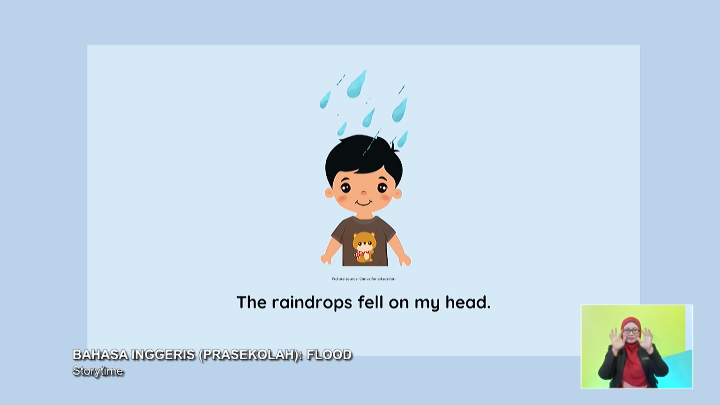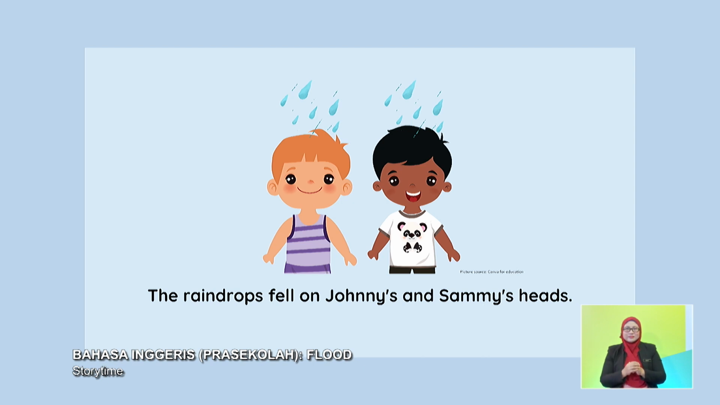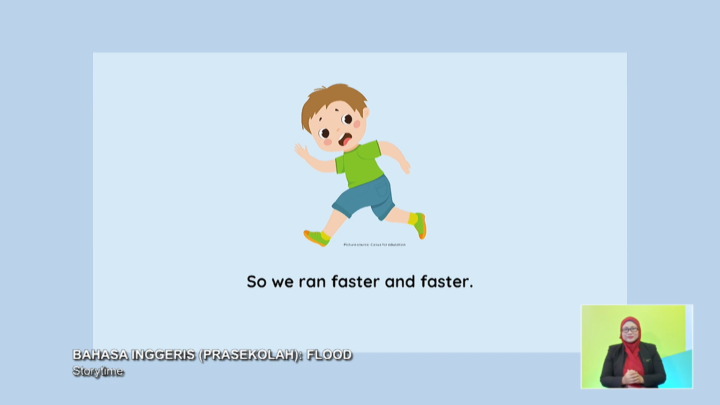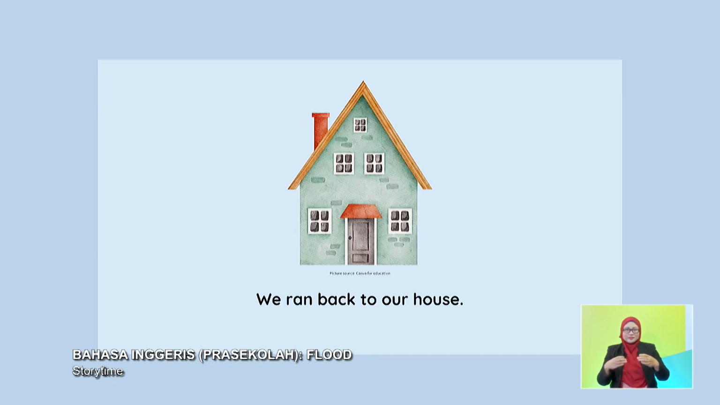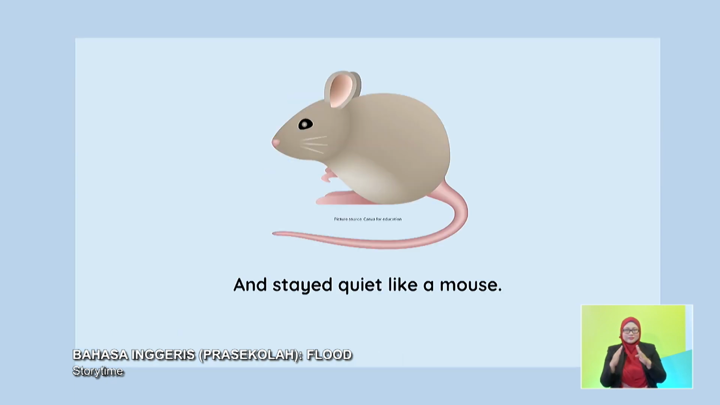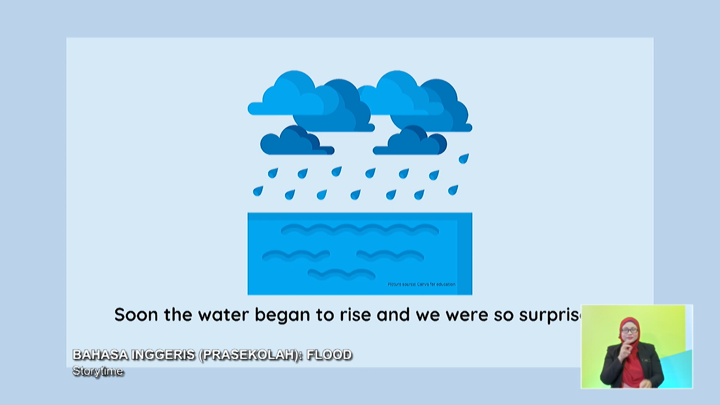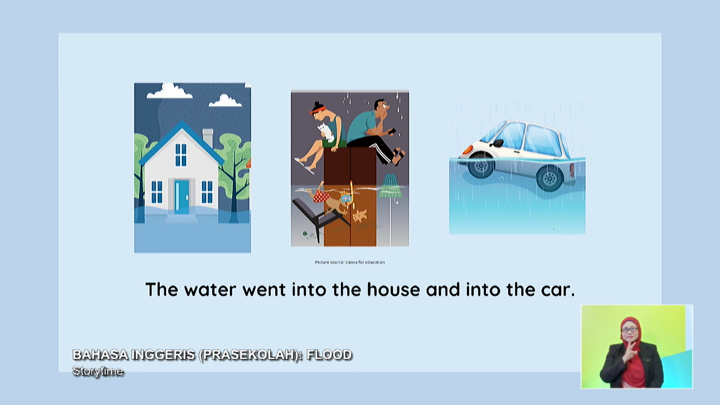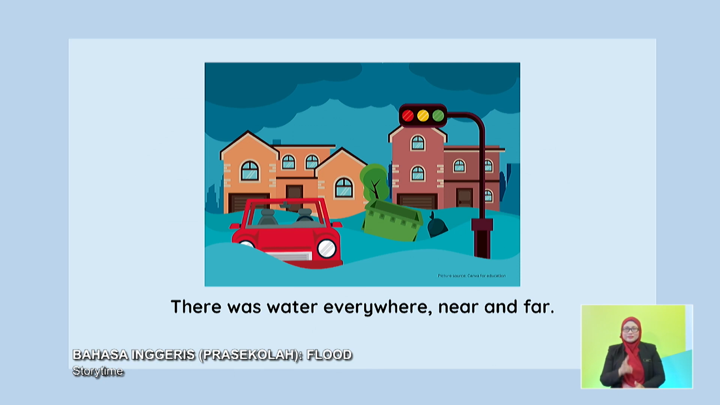The raindrops fell on my head. The raindrops fell on Johnny's and Sammy's heads. The rains were getting heavier and heavier, so we ran faster and faster. We ran back to our house and stayed quiet like a mouse. Soon, the water began to rise and we were so surprised. We could not go anywhere because there was water everywhere. The water went into the house and into the car. There was water everywhere, near and far.